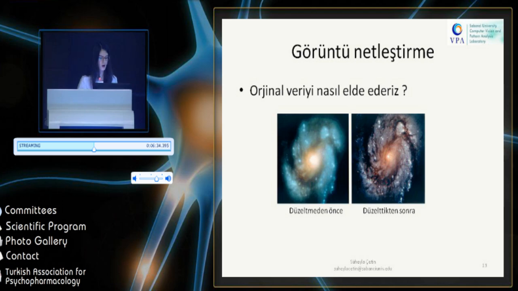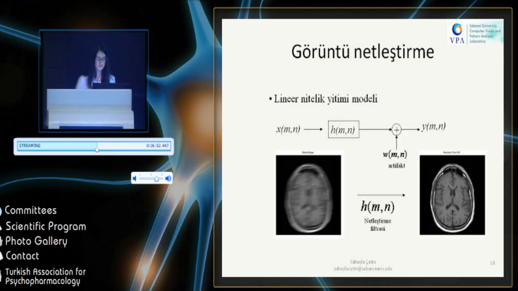The second method is a method that we apply on a blurry image and make it more clear. This is the before picture, and this is the after effect once you get rid of the blurring effect. This is yet another example of this clarification.